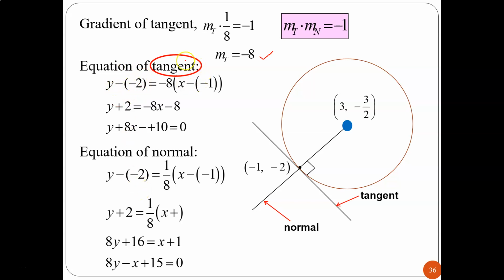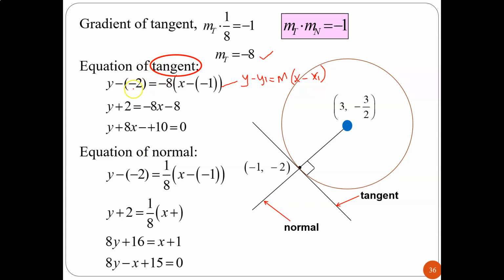So how do you find the equation of tangent? What formula are we using? y minus y1 equal to m times x minus x1. That is the formula. So you substitute the values. Then also for the normal equation, you're going to substitute again. You're going to substitute the values.